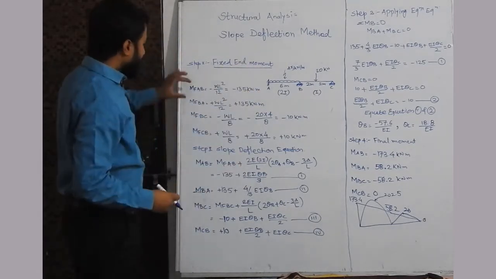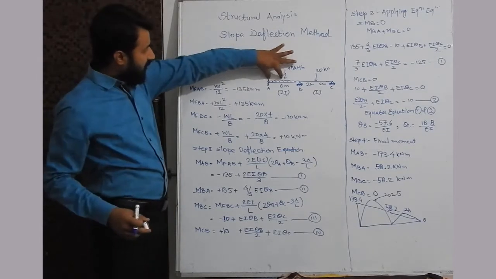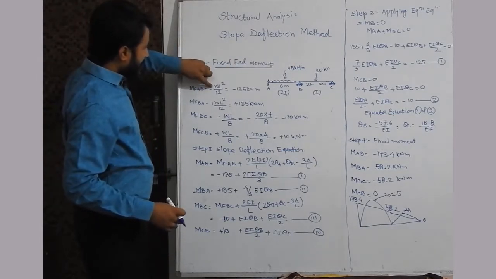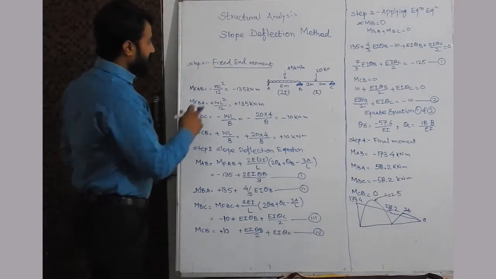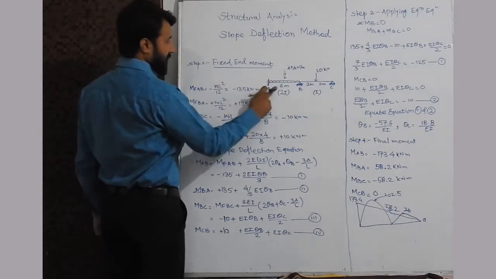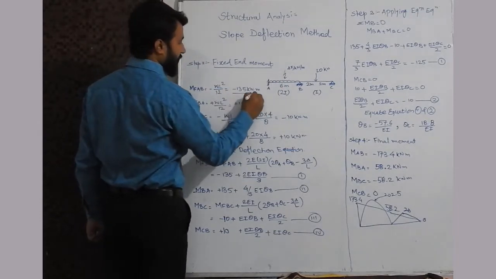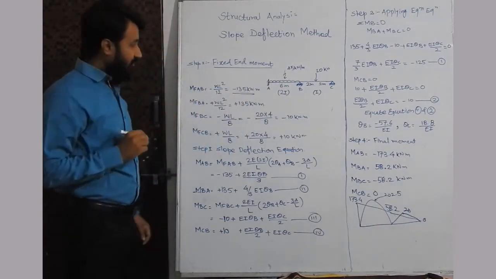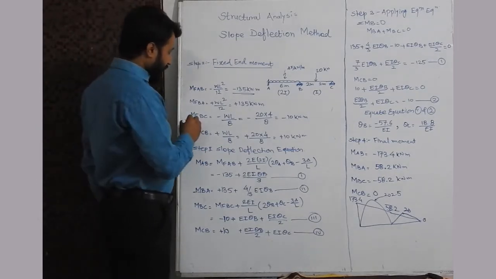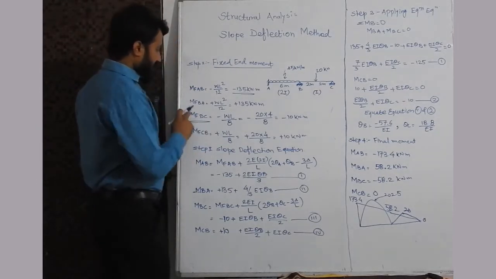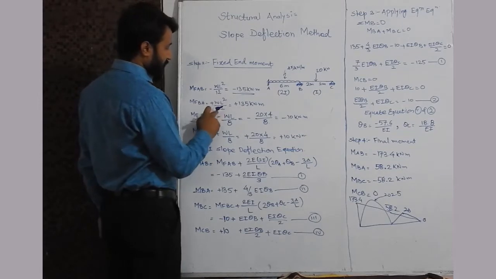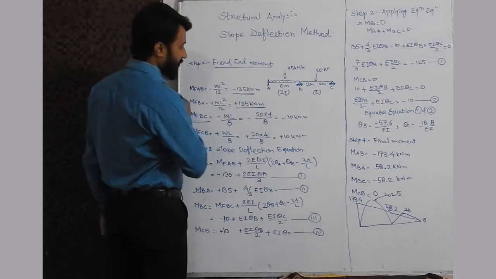So in fixed end moment, the first case is UDL. So this is minus WL square by 12. If you put the values W 45, L 6, square divided by 12, we will get minus 135 kN meter. Now similarly for the fixed end moment of BA, this is plus WL square by 12. This is 135 kN meter we are getting.